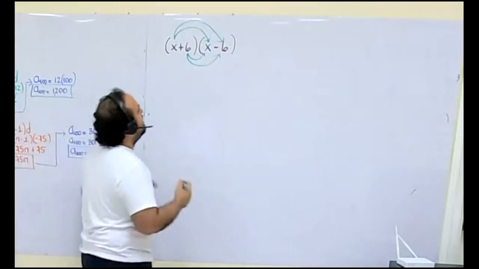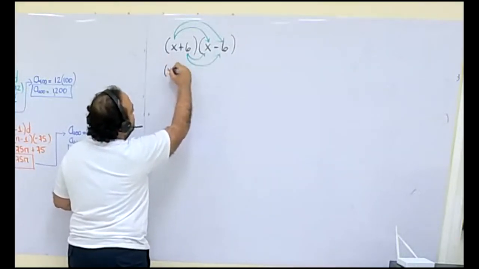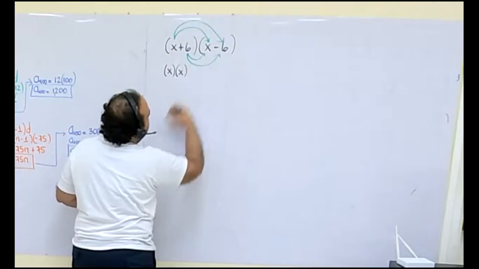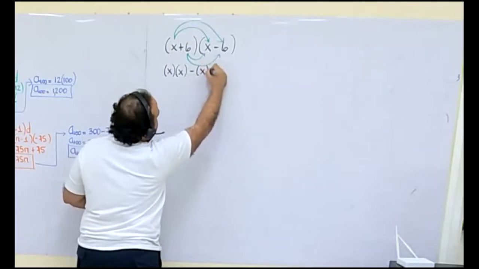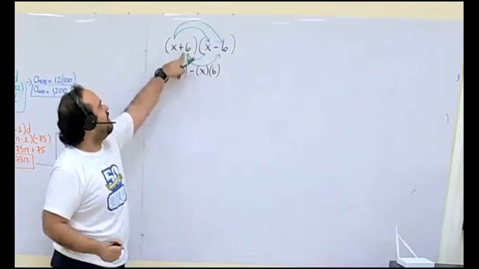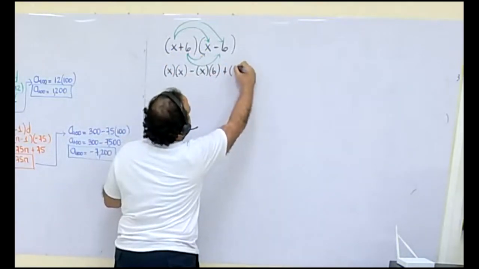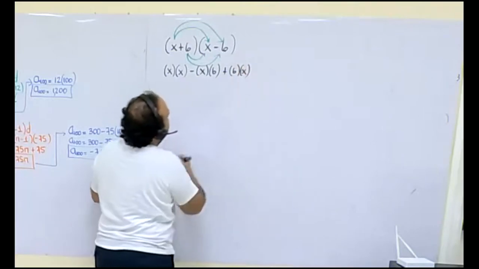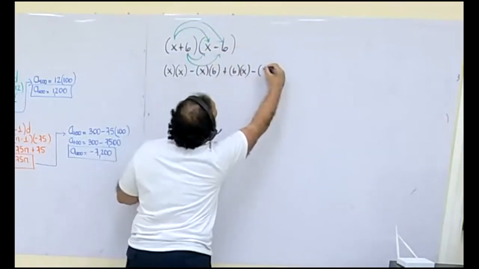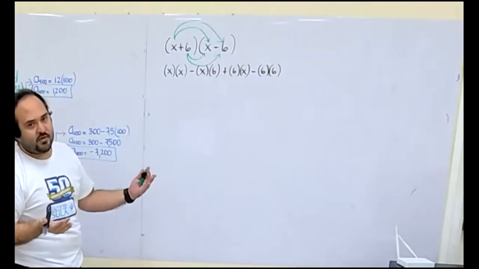In simple words, I will do it step by step. x times x. Then x times 6, positive times negative, negative, right? We complete the first two numbers. Now with the number 6: positive 6 times x, and finally positive times negative will be negative 6 times 6. Are you following this part? Yes.